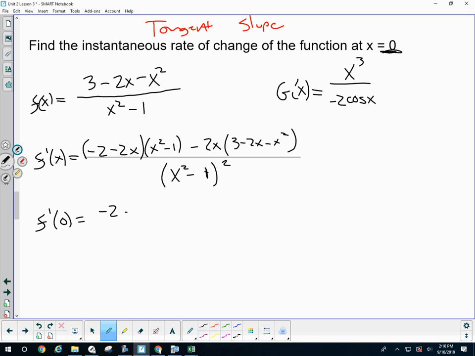-2 times -1, because this is 0, this is 0, minus, I know this entire thing on the right is 0, over -1 squared. My goodness, I was easily able to find the tangent slope to this crazy function at 0. No simplification needed, nothing crazy.